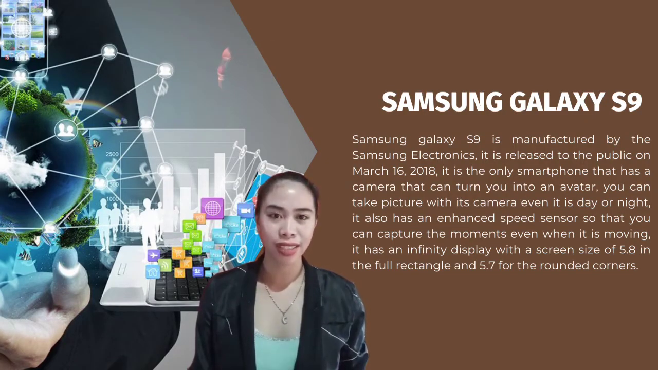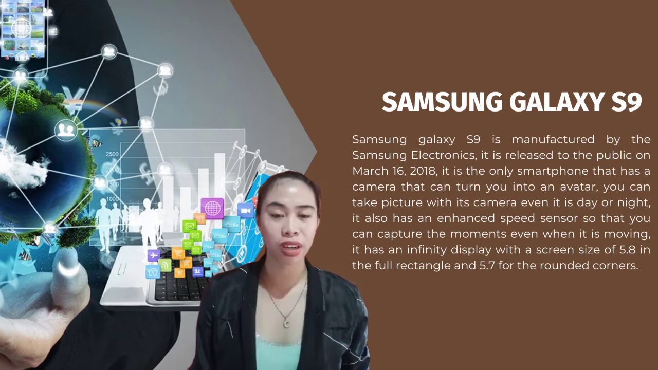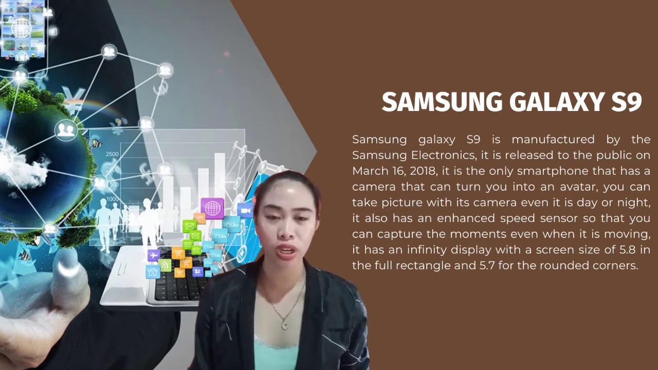The Samsung Galaxy S9 is manufactured by Samsung Electronics. It was released to the public on March 16, 2018. It is the only smartphone that has a camera that can turn you into an avatar. You can take pictures with its camera whether it is day or night. It also has an enhanced speed sensor so you can capture moments even when it is moving. It has an infinity display with a screen size of 5.8 inches in the full rectangle and 5.7 for the rounded corners.